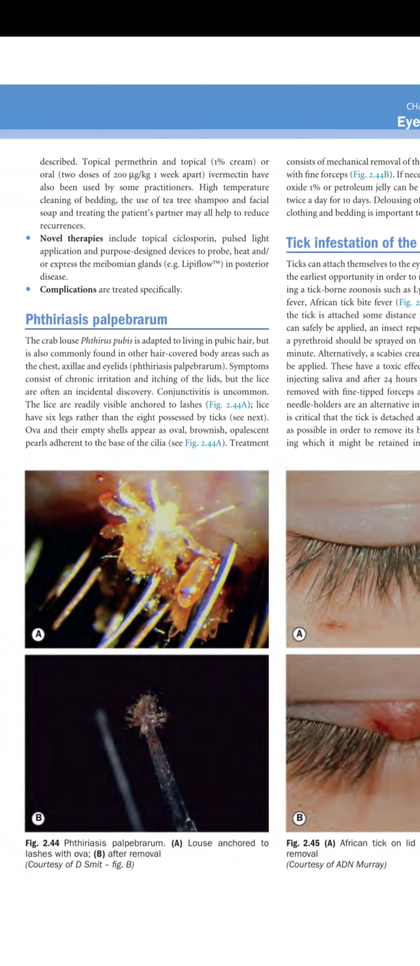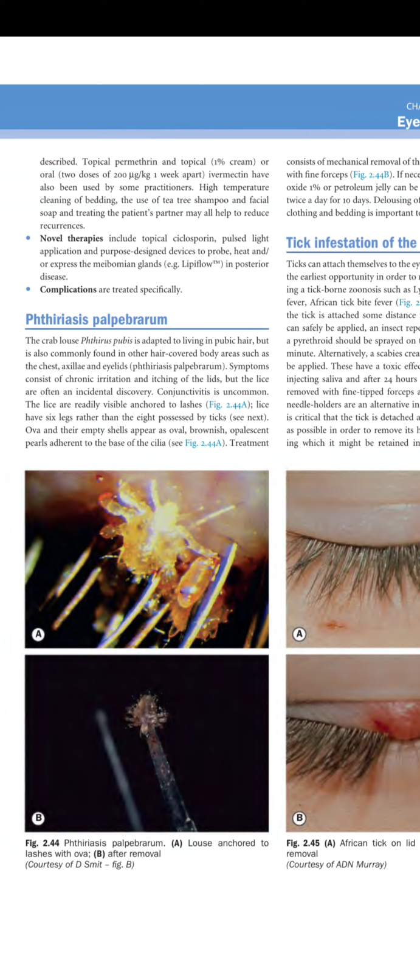High temperature cleaning of bedding, the use of tea tree shampoo and facial soap, and treating the patient's partner may also all help to reduce recurrences. Novel therapies include topical cyclosporin, pulsed light application, and purpose designed devices to probe heat and or express the meibomian gland lipid flow in posterior disease. Complications are treated specifically. So that's it for blepharitis.